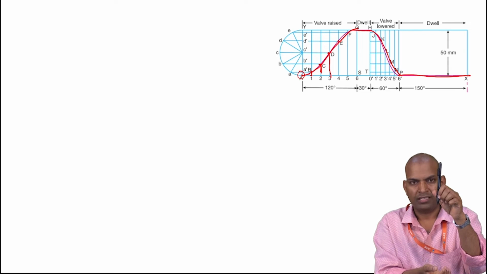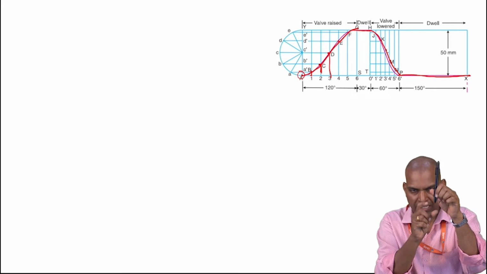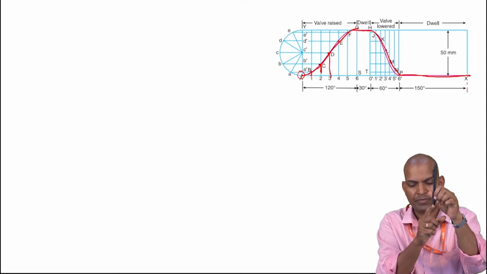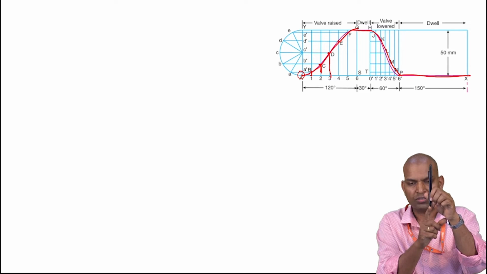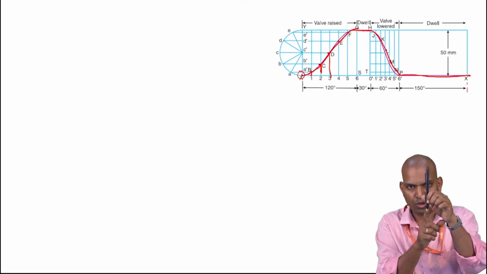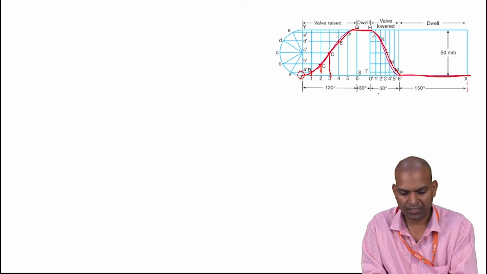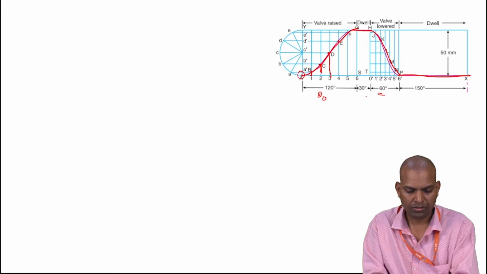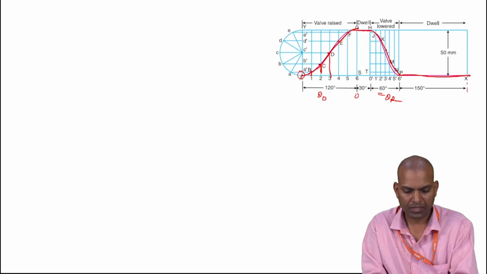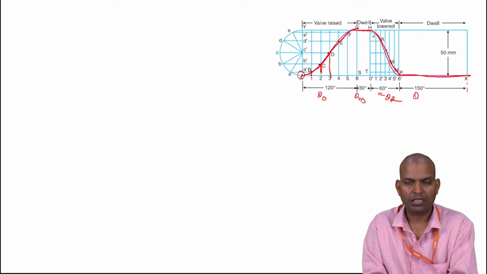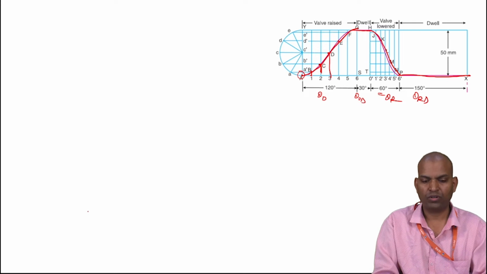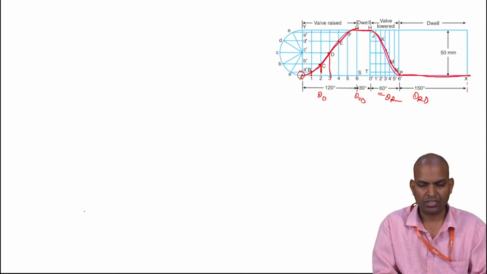Then what is the dwell after the outstroke? That is 30 degrees of rotation of the cam, with the follower in the same position. Then the return stroke. During the return stroke, the valve will be lowered for the next 60 degrees. That is called the return. There is theta out, theta return, theta outstroke dwell, theta return dwell. In this terminology: valve raised, dwell, valve lowered, and dwell.